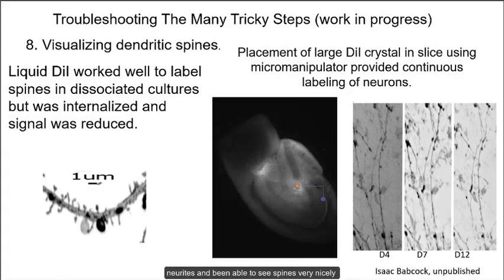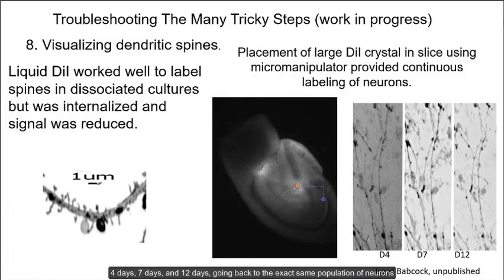But Isaac has come up with a nice way of labeling neurites and being able to see spines very nicely with diolistic labeling. This is a dye called DiI, which is a membrane label. He takes a crystal of this and implants it into a slice where he wants the neurons to get labeled. He can follow the flow of the dye from that crystal out into the neurites. And we do this in live slices. So he labels it, we put it in culture, and then we can keep them.